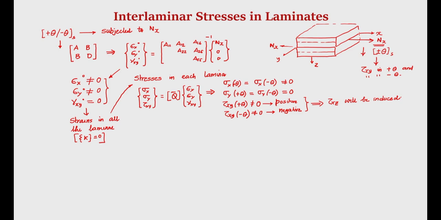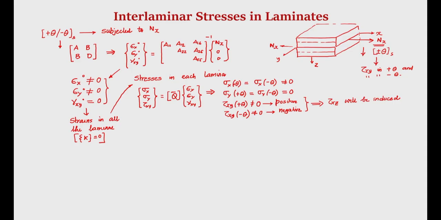Okay. Therefore, tau xz will be induced. Now, we can see why tau xy is actually developed. You see, tau xy is developed because it is an angle-ply laminate, one is plus theta, another is minus theta. And because there is tau xy, therefore, there will be a gradient.